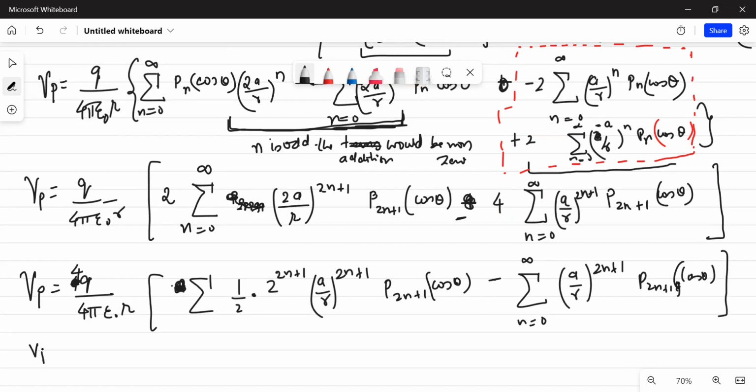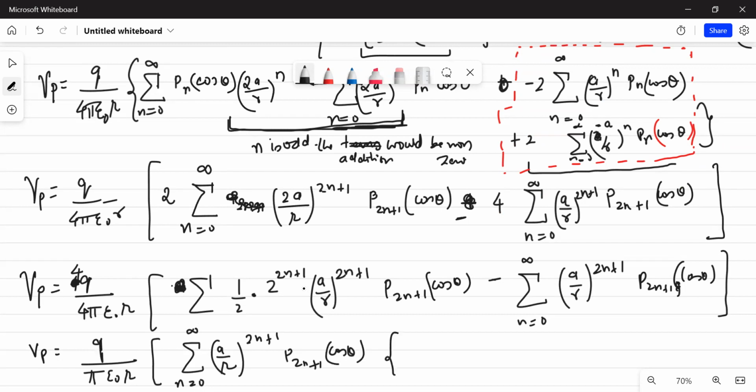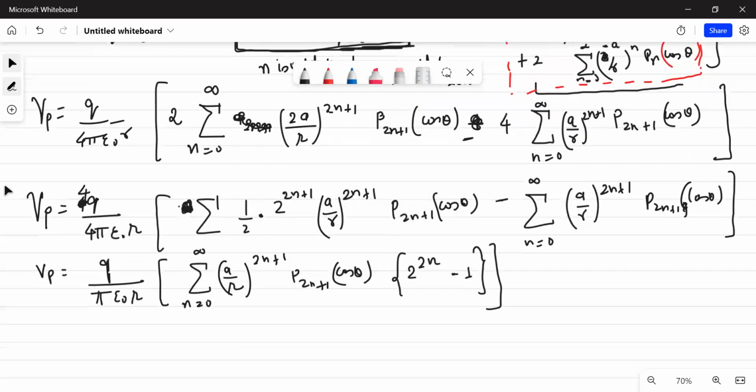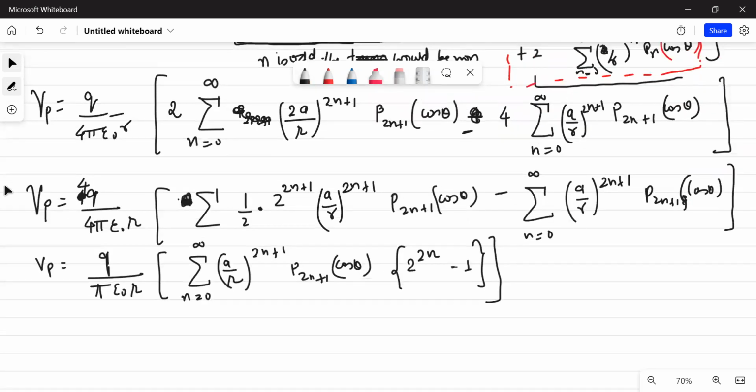Now you see, the potential at P is Q upon 4 pi epsilon naught R, and you just take one of them, like you just take this common out. So the sum over n equal to 0 to infinity, and you have this a upon r to the power 2n plus 1, and then again you have this P_{2n+1} cos theta, and in the inner braces the 2 from the 2 common out cancels, so this is 2 to the power 2n. So this is how you're going to express your potential for a linear octupole arrangement at any distance r.